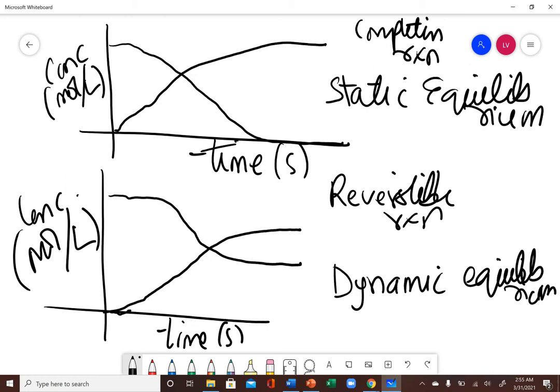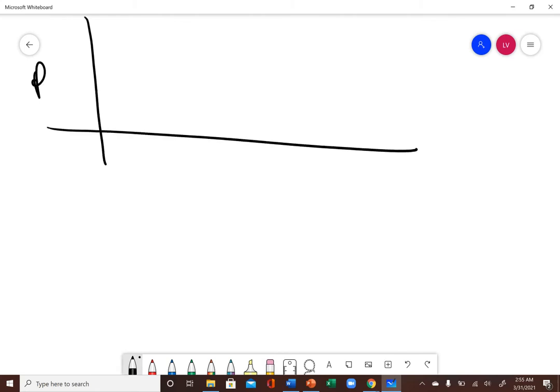So this is it. If I plotted concentration versus time for completion and reversible reactions, this is how the graph would look. Let me do something else. For this, on the other hand, if I wanted to plot the rate of the reaction versus time, whatever the unit of time may be, for a completion reaction, what happens?